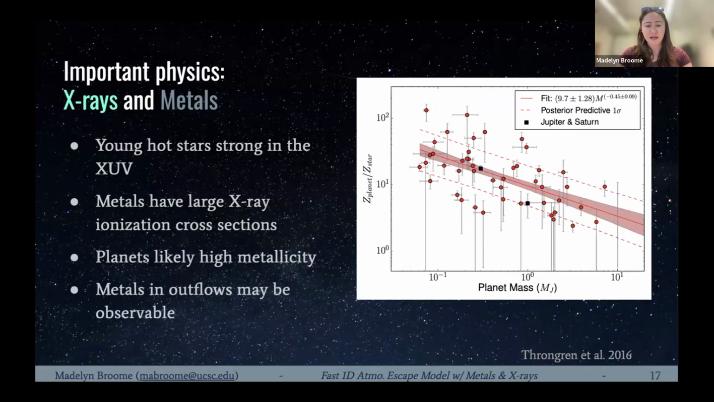And also, planets are likely supersolar metallicity. In the Thorngren et al. 2016 plot on the right, we can see metallicity as a function of planet mass. And pretty much all the planets are expected to be supersolar in metallicity. And indeed, though our Lyman alpha and our helium transits were limited, maybe metal transits would be a more direct line to estimating mass loss rates.